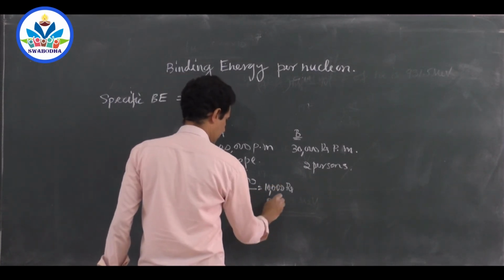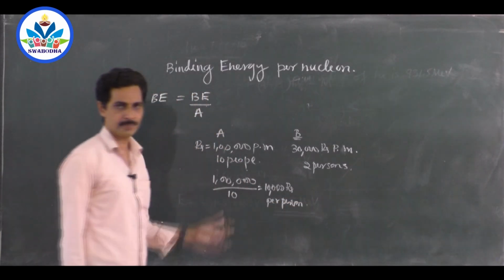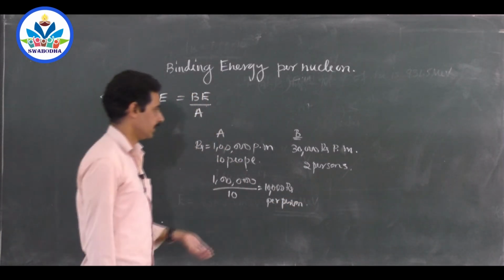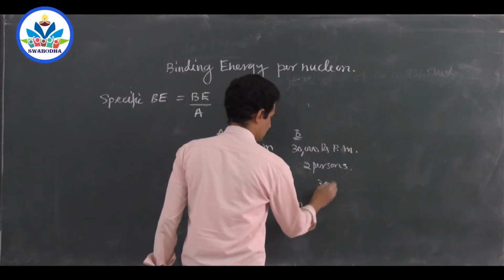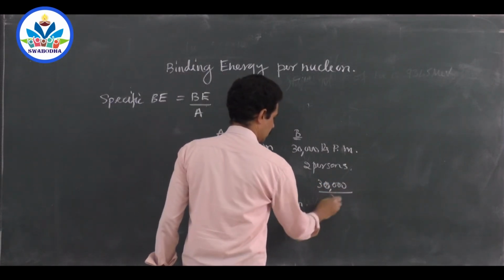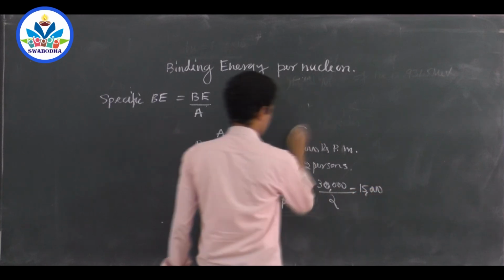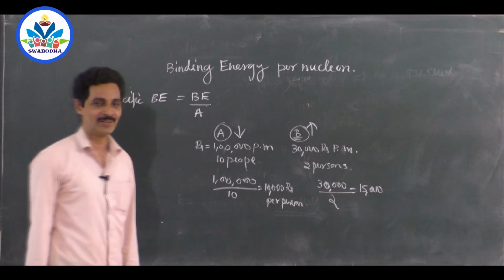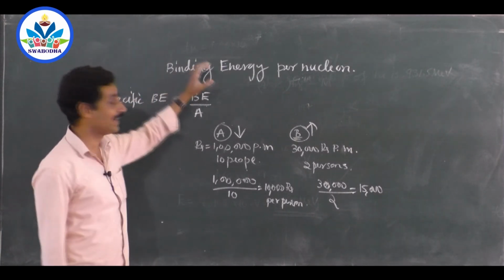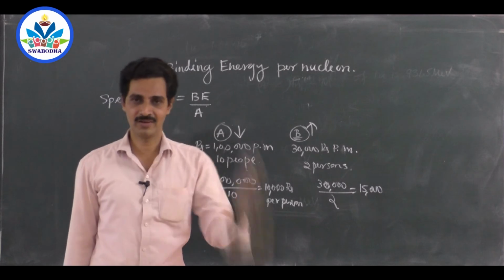Rupees per person. So you have to spend 10,000 rupees per person. What about here? 30,000 rupees is enjoyed by only 2 people, so everyone will get 15,000 rupees. So he is stronger, the other weaker. Correct? So it is not the binding energy which tells you whether the nucleus is stronger or not.